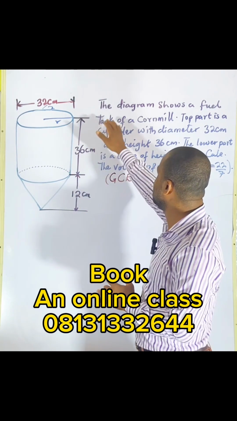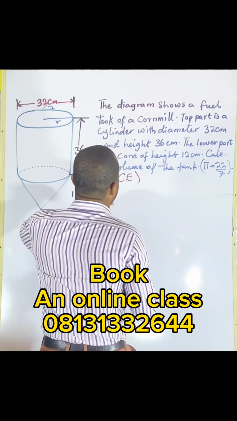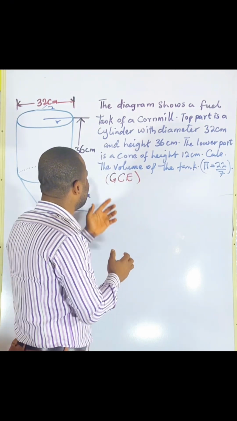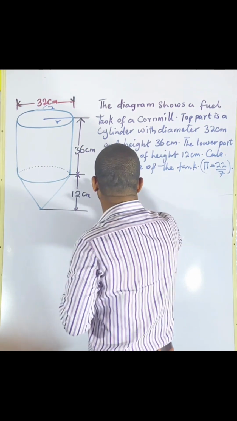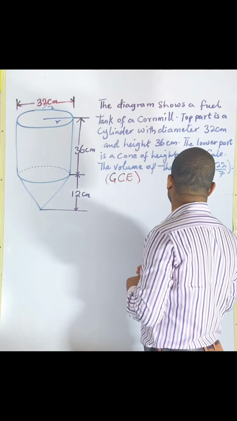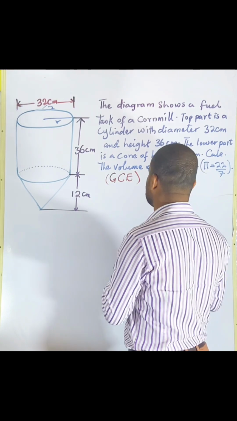The question says the diagram shows a fuel tank of cornmeal. The top part is a cylinder with a diameter of 32 cm and the height is 36 cm. The lower part is a cone of height 12 cm. Calculate the volume of the tank.